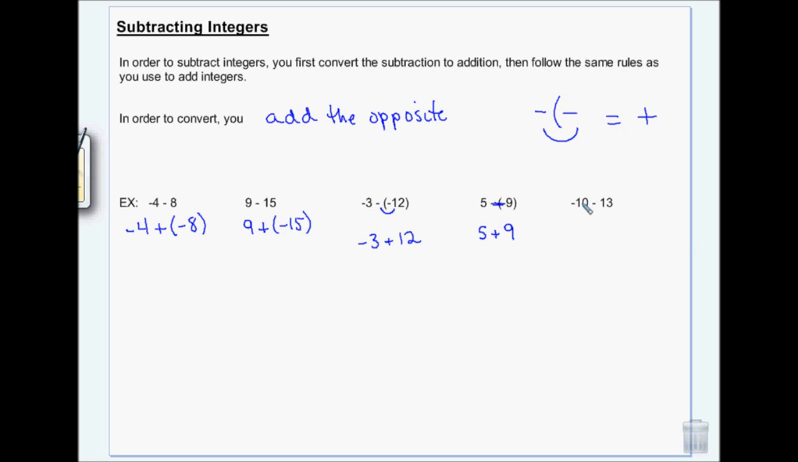Did you find it? Okay. And then negative 10 minus 13, the first sign doesn't change or anything like that. I just add a negative. Okay, so those are all converted now.